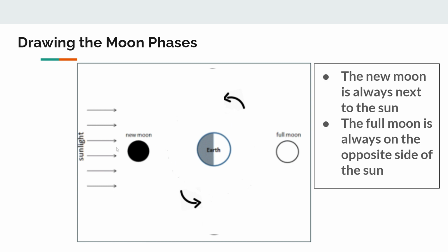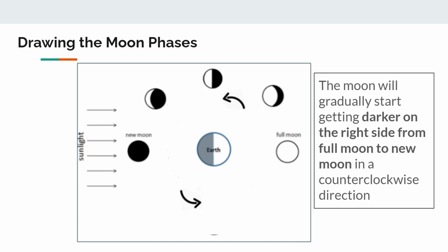And the full moon will always be on the opposite side of the sun, because if the moon is on the opposite side, then we can actually see the part of the moon that is being lit up by the sun. So that's the first thing you should do: determine that the new moon is right next to the sunlight, and the full moon is the opposite. And next, it's pretty simple. From the full moon to the new moon, we're going counterclockwise, right?